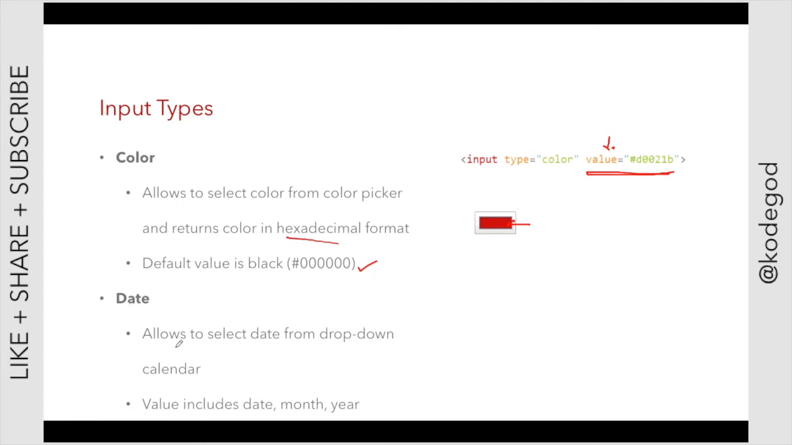Then we have the date control. It also allows you to select date only, so time won't be displayed here, and this includes date, month and year.